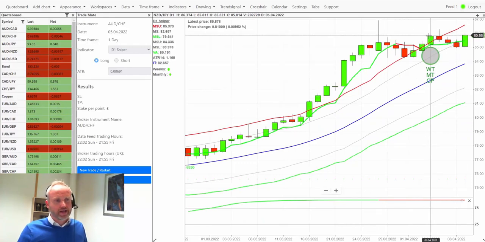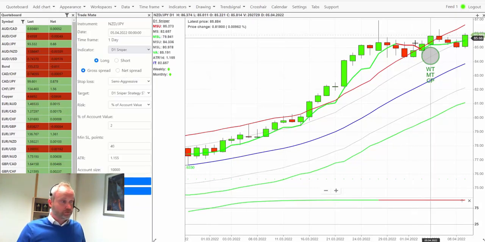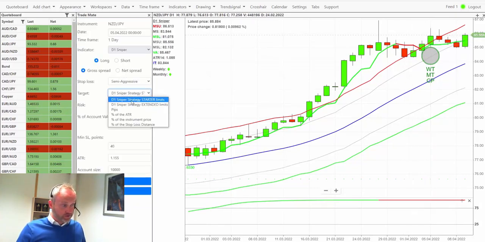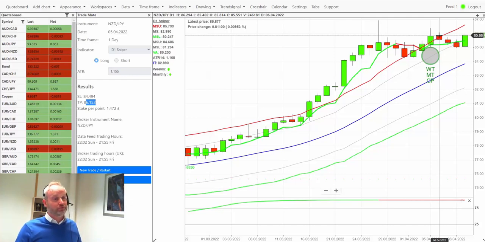New Zealand Yen. We can see here, now this doesn't look like a big move, but we're only looking for 30 pips on TradeMate. So let's just bring that tool up again. Let's look at, again, the D1 sniper strategy starter limits, calculate trade details. 86.15 is what we're looking for. So we're long from 85.81, and the price getting up to 86.29, so going beyond our target for around about a 30 pip winner.